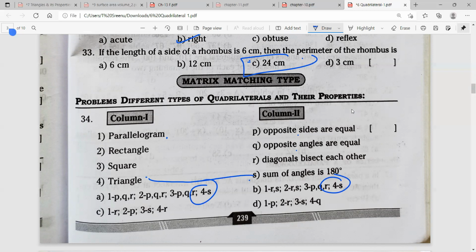First one is P. Opposite sides are equal. Q, opposite angles are equal. Diagonals bisect. Yes. Rectangle: opposite sides equal, opposite angles equal, diagonals bisect. Square: all the three correct. So option A is correct. Okay, let's check it out.